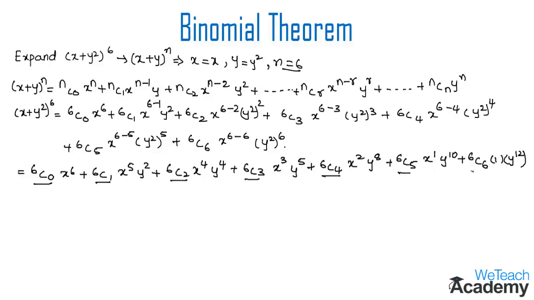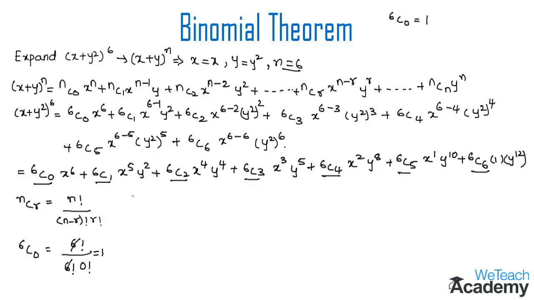6C5 and 6C6. In order to find the binomial coefficients, the formula is nCr equal to n factorial divided by (n minus r) factorial into r factorial. Now let us find the value of 6C0. This would come as n factorial, which is 6 factorial, divided by (n minus r) factorial, which would be (6 minus 0) factorial, that would be 6 factorial, into r factorial, which is 0 factorial. Here we can cancel 6 factorial in the numerator and denominator, and we get the value of 6C0 as 1. So now let us write the value of 6C0 as 1 over here.